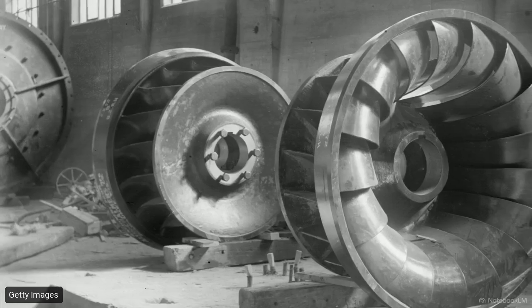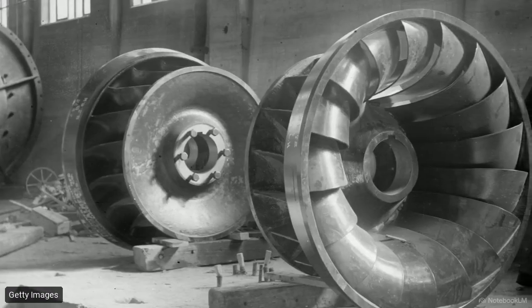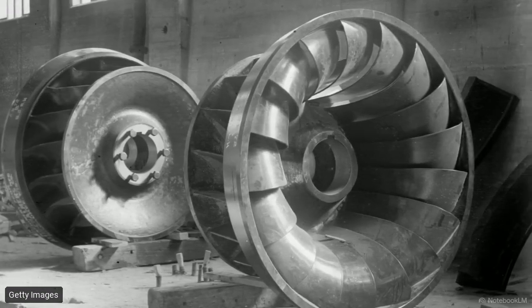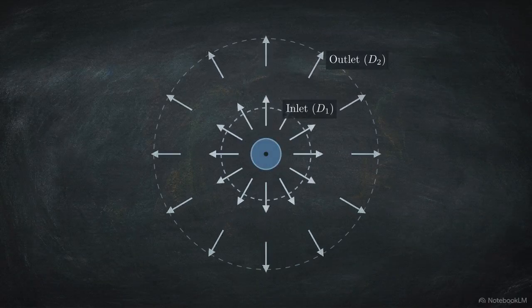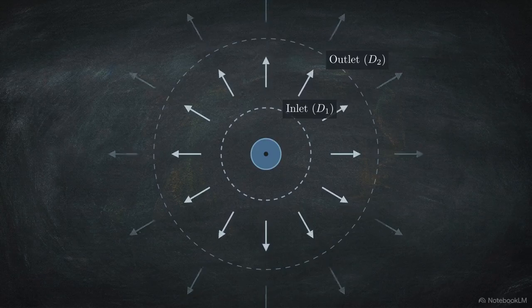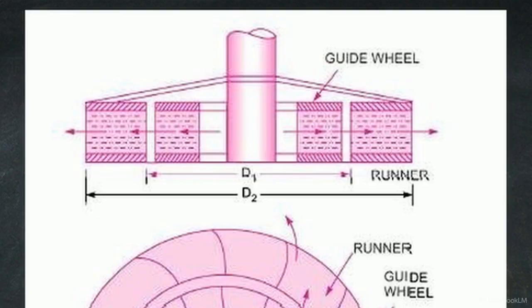The outward flow reaction turbine presents a different configuration, a structural inversion of the standard Francis model. Instead of entering from the perimeter, fluid is injected centrally along the main shaft axis. In this cross-section, a stationary guide wheel surrounds the central shaft. Water begins its journey here in the center.